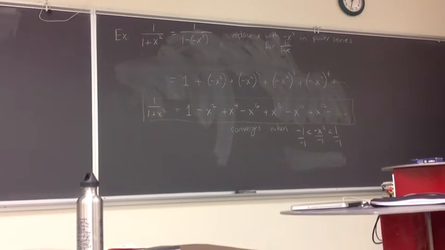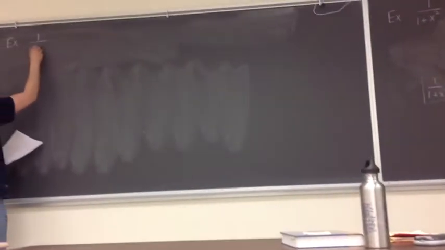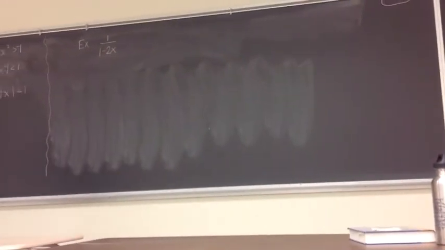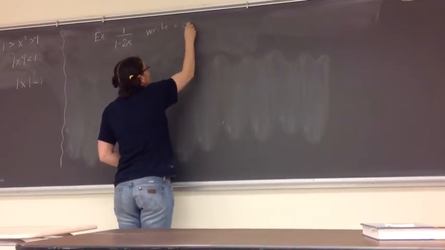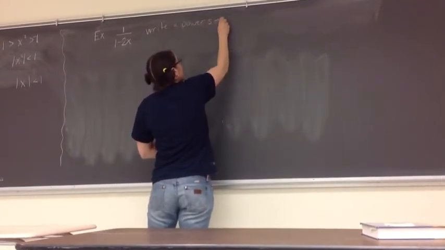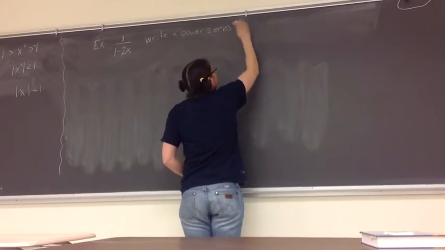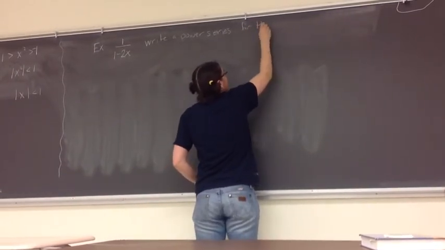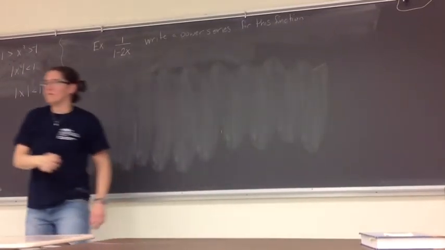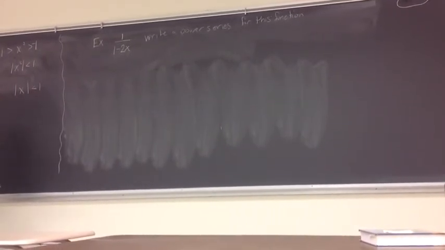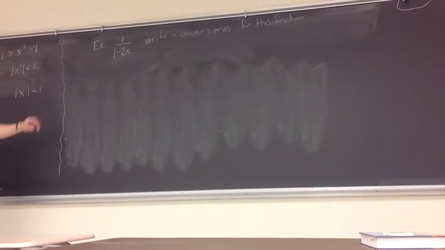Here's our second example. All right, so I look at 1 over 1 minus 2x. And I'd like to write a power series for this function. All right, now at this point, well, okay, I guess technically we now know 2, but we really know one basic function and its basic power series representation.